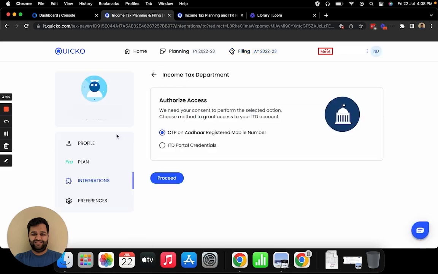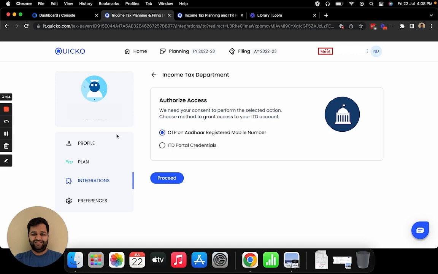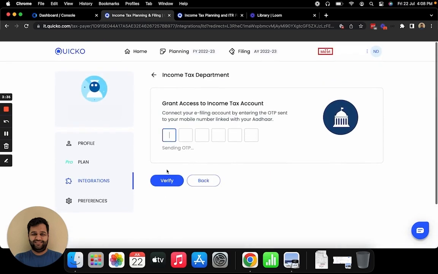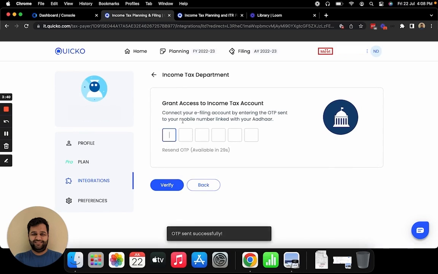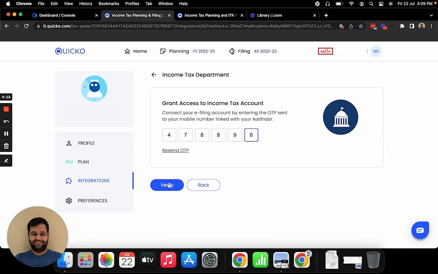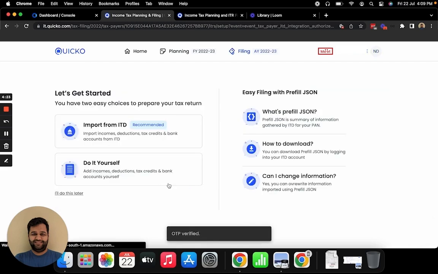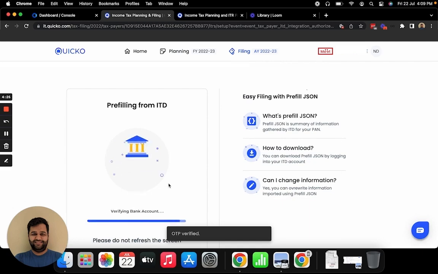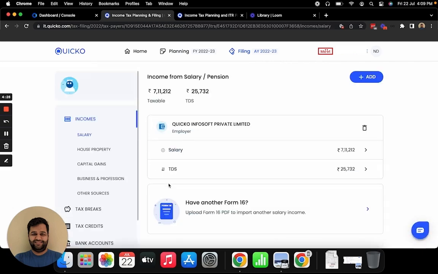Now, when you choose import from ITD option, you will have to authorize Quicko again to connect to your income tax account. I'm going to use Aadhaar OTP on Aadhaar registered mobile number. So let's click proceed. Now, you should have received an OTP on your Aadhaar registered mobile number. So let's go ahead and enter it. Once you have entered OTP received on your Aadhaar registered mobile number, let's click on verify. What's happening right now is Quicko is connecting to your income tax account, and now as you can see, it's pre-filling information from income tax department, right?